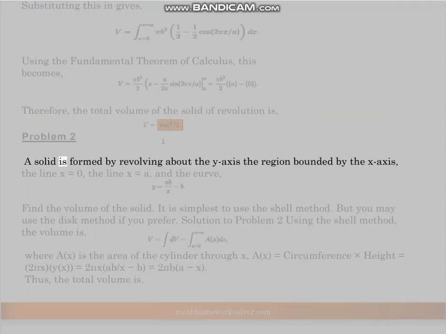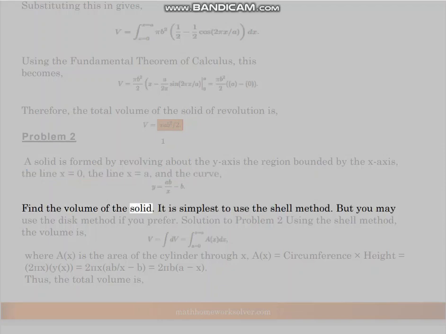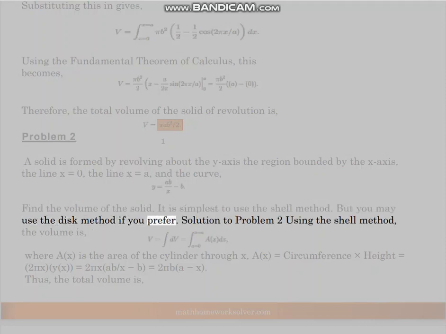Problem 2. A solid is formed by revolving about the y-axis the region bounded by the x-axis, the line x equals 0, the line x equals a, and the curve. Find the volume of the solid. It is simplest to use the shell method, but you may use the disk method if you prefer.